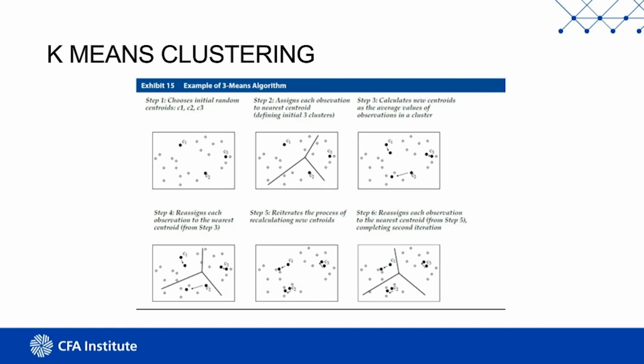A key question is how many clusters you have, and usually what you would do is you would try a number of different solutions. You might try 2 clusters, you might try 4, and inspect the results and see how well those clusters have worked.